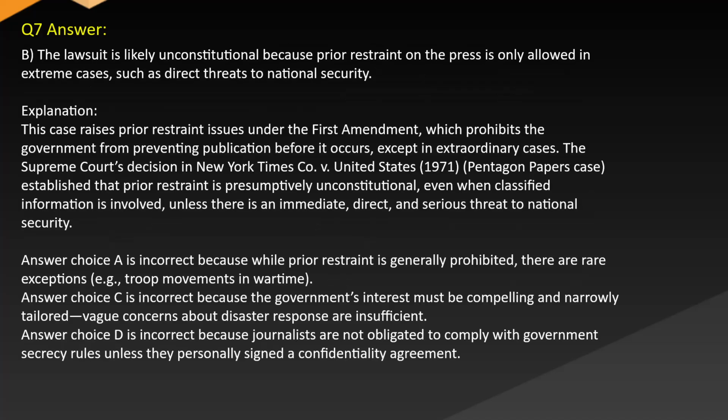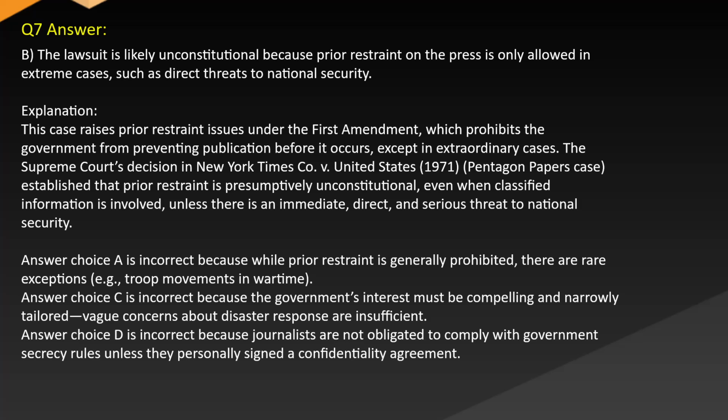Answer: B. The lawsuit is likely unconstitutional because prior restraint on the press is only allowed in extreme cases, such as direct threats to national security. Explanation: this case raises prior restraint issues under the First Amendment, which prohibits the government from preventing publication before it occurs except in extraordinary cases. The Supreme Court's decision in New York Times Company v. United States, 1971, the Pentagon Papers case, established that prior restraint is presumptively unconstitutional even when classified information is involved, unless there is an immediate, direct, and serious threat to national security.